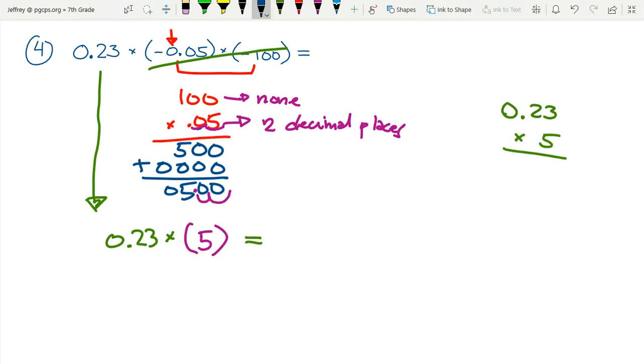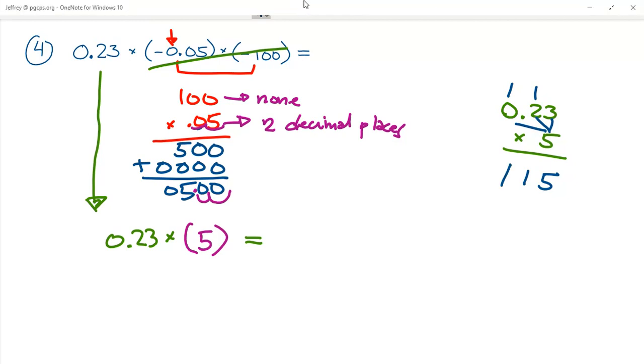Now, 5 times 3 is 15. Carry 1. 5 times 2 is 10, plus 1 is 11. Carry 1. 5 times 0 is 0, plus 1 is 1.